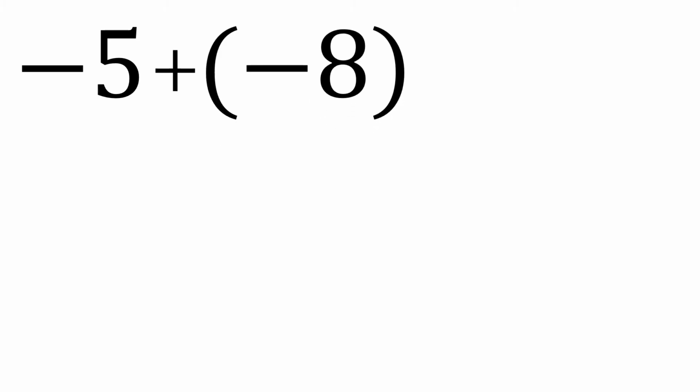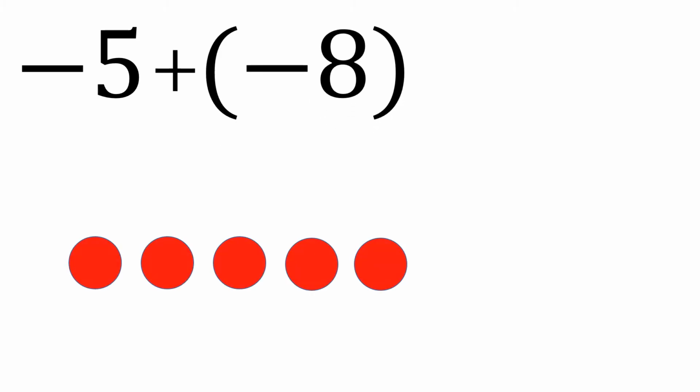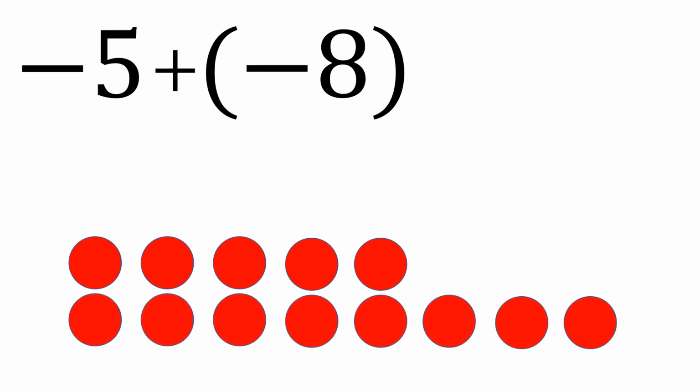How about this? Negative 5 plus negative 8. So we have 5 negatives and 8 negatives. Combining this, we have 13 negatives in all. So the sum of negative 5 and negative 8 is equal to negative 13.